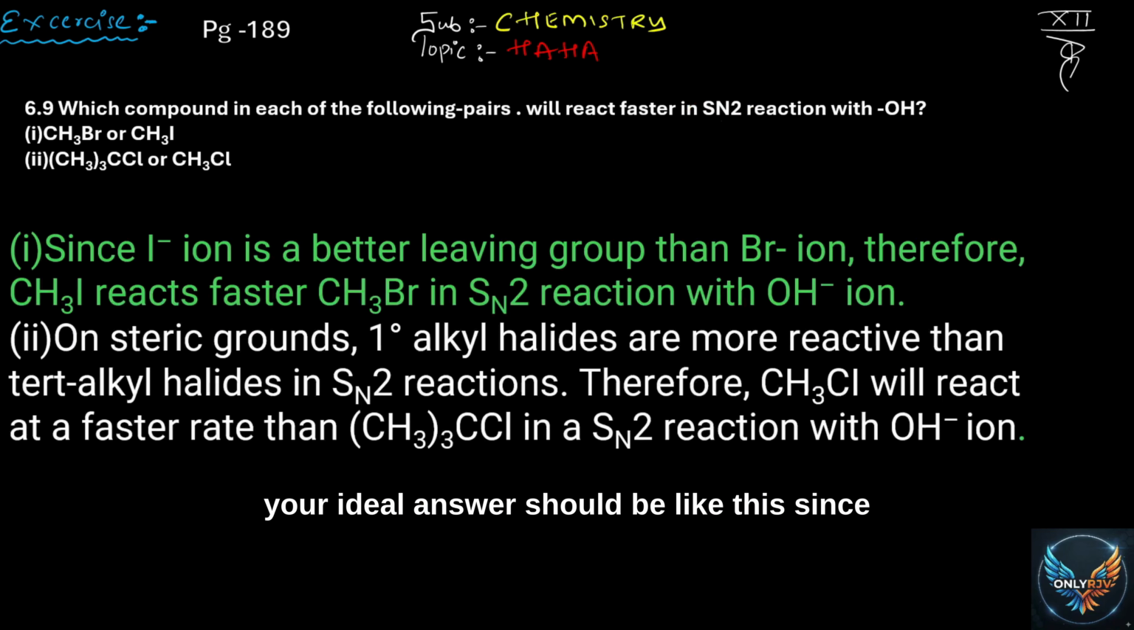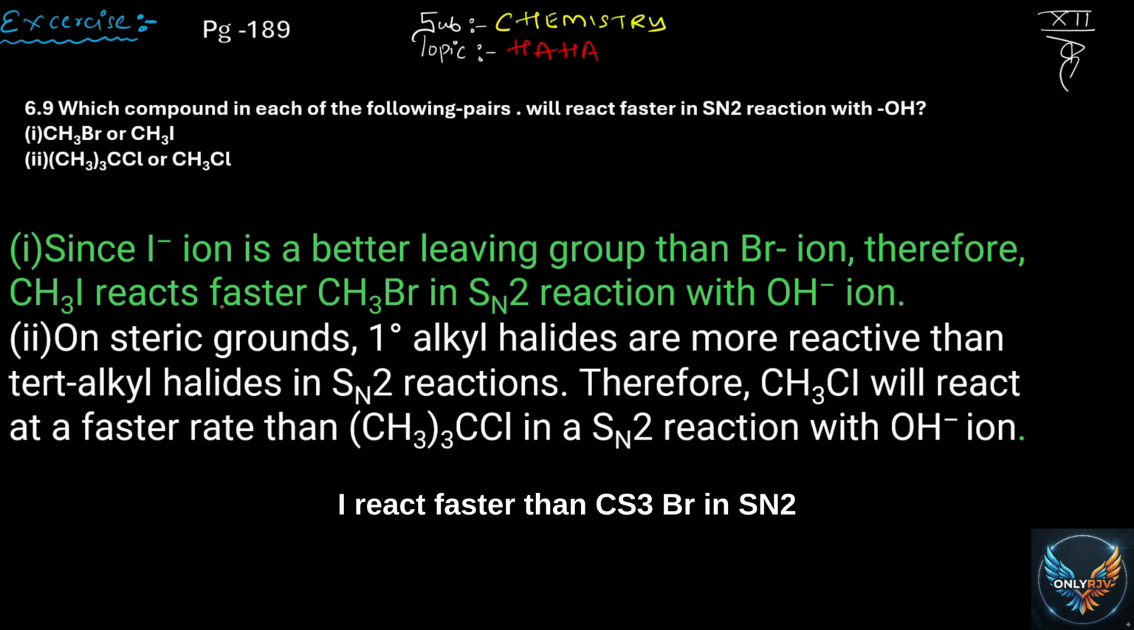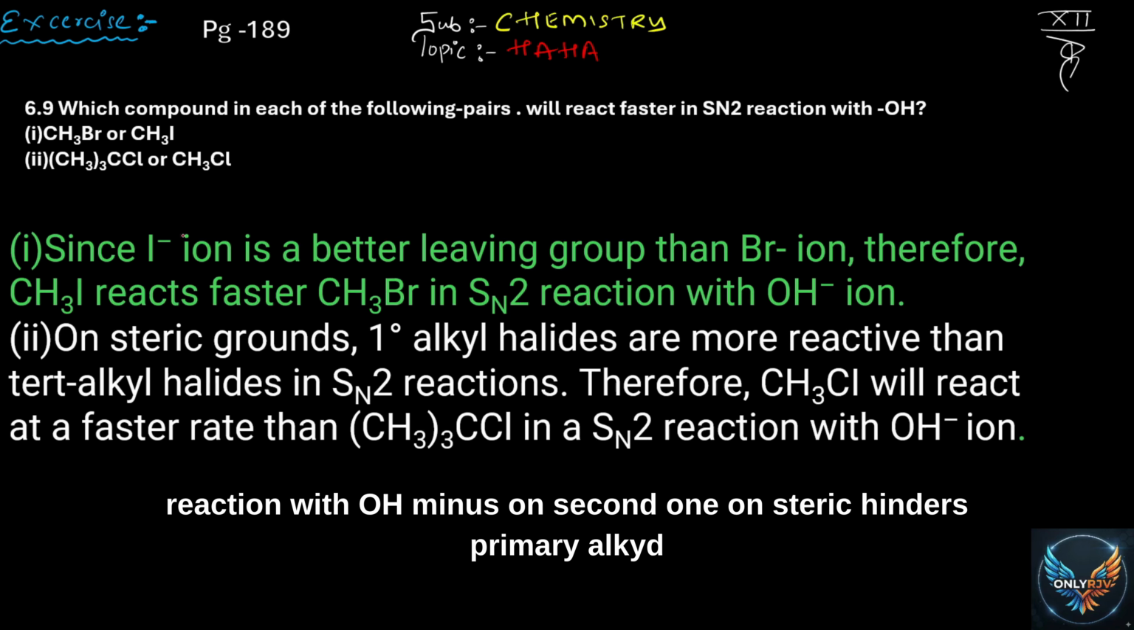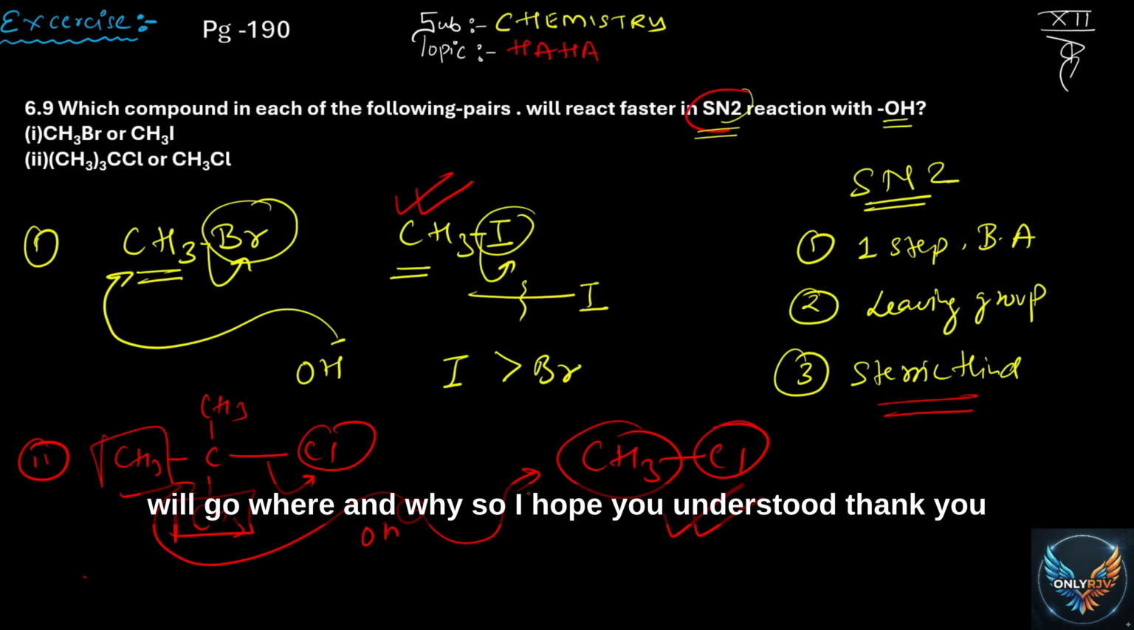So your ideal answer should be like this. Since I minus is a better leaving group than Br minus, therefore CH3I reacts faster than CH3Br in an SN2 reaction with OH minus. On the second one, based on steric hindrance, primary alkyl halides are more reactive than tertiary alkyl halides, therefore CH3Cl will react faster than this. I hope you have made it clear who will go where and why. Okay, so I hope you understood. Thank you.